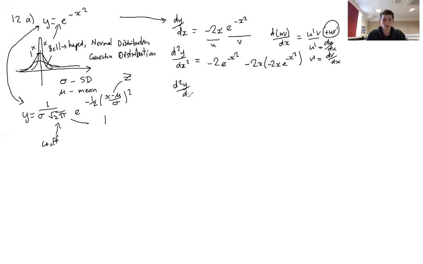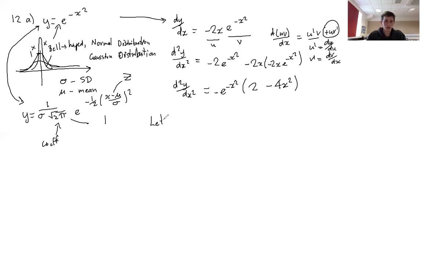So if we tidy this up, we're going to get that the second derivative is e to the -x squared, and we'll bring a negative out here, and we're going to have 2 minus 4x squared.